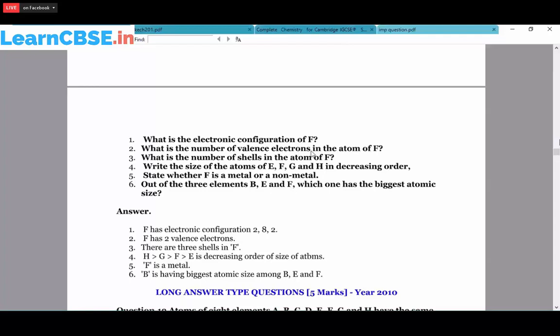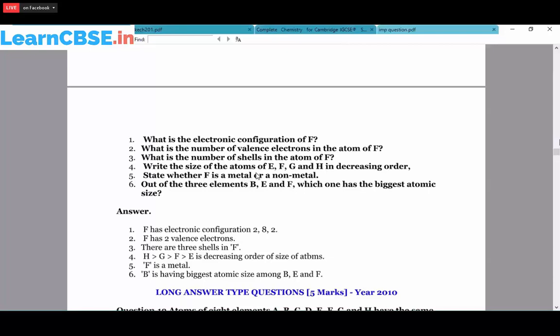What is the number of the valence electrons in the atom of F? So the valence electrons are nothing but the number of the electrons which is present in the outermost shell. So it's having the configuration 2, 8, 2. So 2 is the valence electrons for the F. What is the number of the shells in the atom of F? So there are 3 shells in the F because the electrons occupied the first shell, second shell and third shell. So it contains the 3 shells.